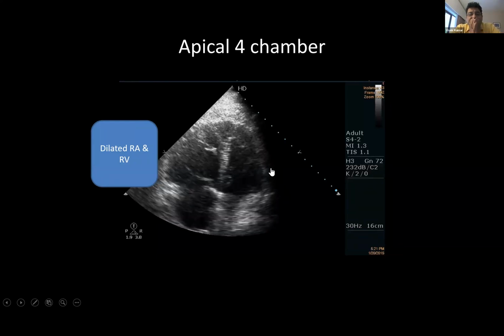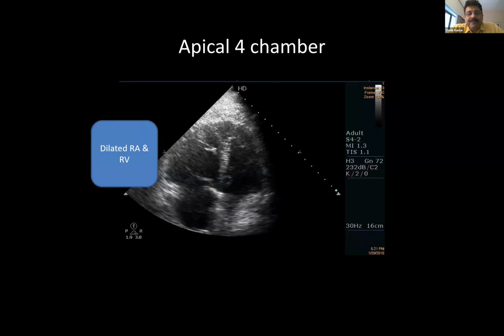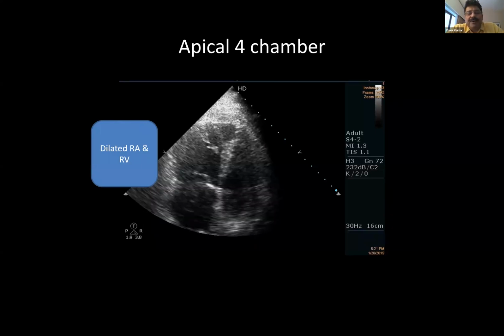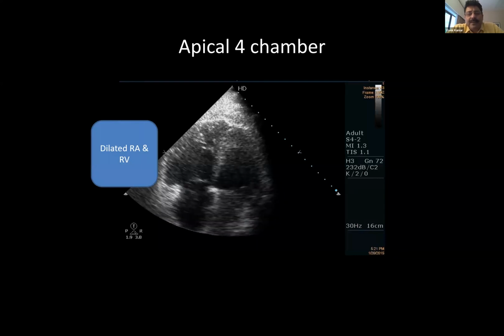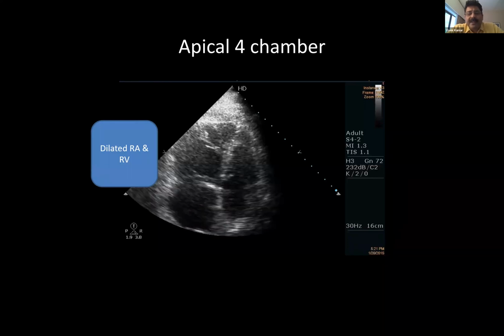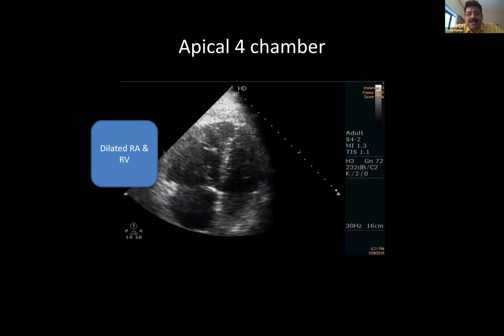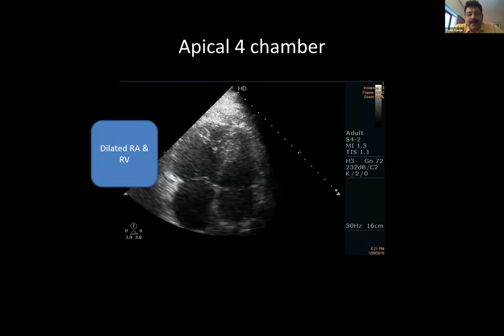Now, whenever you get such a picture in the intensive care unit, the first diagnosis that comes to mind is the syndrome of acute cor pulmonale, which basically means an acute pressure overload of the right ventricle.